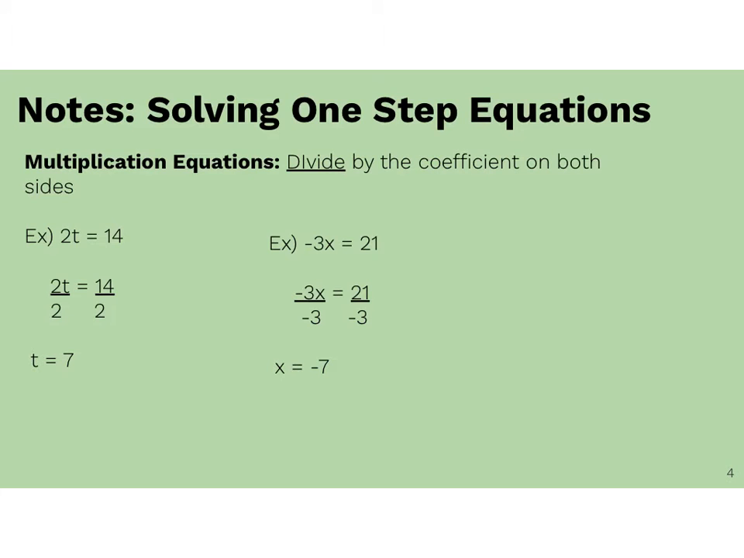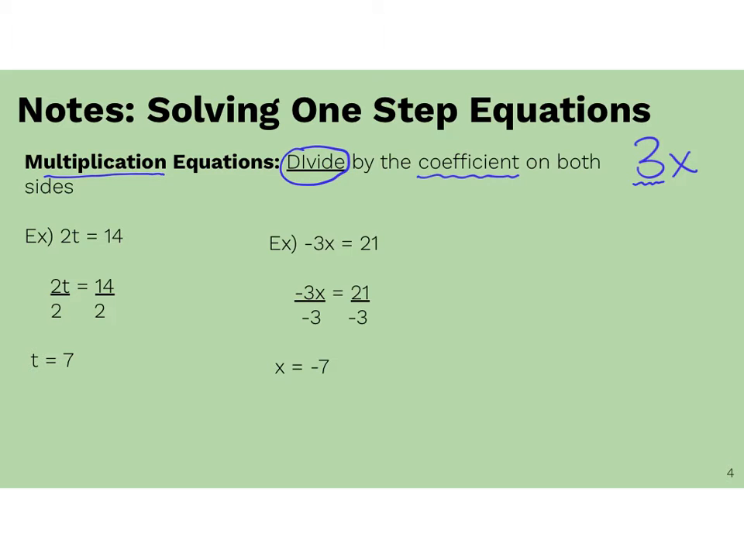Okay, so the first type of one-step equation is a multiplication equation. In order to solve these, you do the opposite and you will divide. So you divide by the coefficient. That's the number that's attached to the variable. So if I have 3x, x is the variable, 3 is the coefficient, so I would divide by 3.